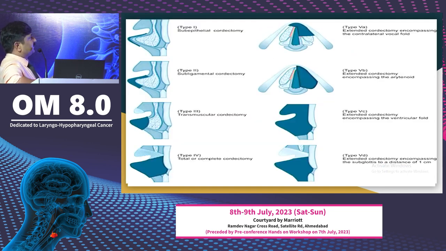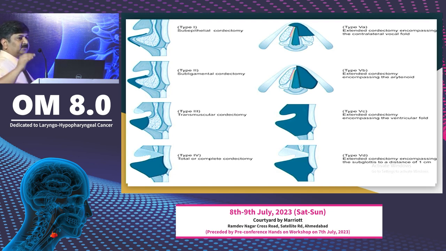Now, European Union of Laryngology divided chordectomy into different classifications. They have eight types, and let's see one by one. Type 1 is subepithelial, type 2 subligamental, type 3 transmuscular, and type 4 complete chordectomy. So in each type they take out one more anatomic unit.